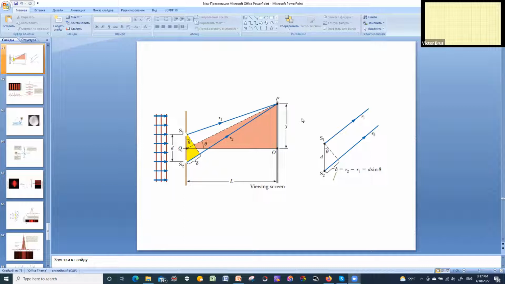Now let us consider some point P on this screen, whose position with respect to this horizontal line, which goes through the middle distance between the slits, is defined by angle theta. So that is the angular position of point P, defined by angle theta. Now if we consider this yellow triangle, here we also have angle theta.